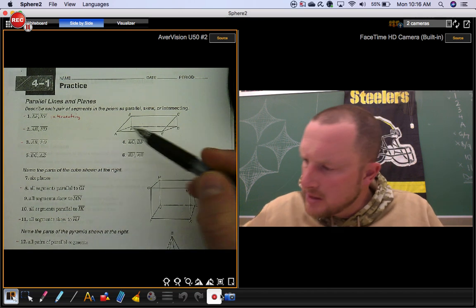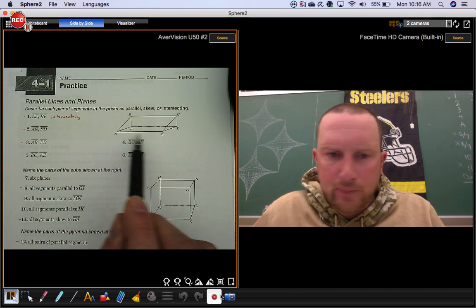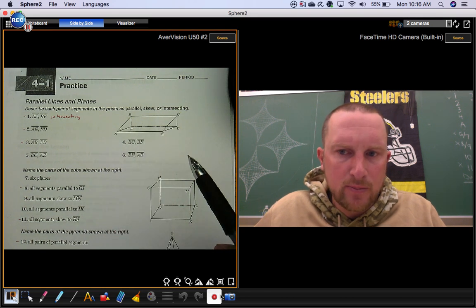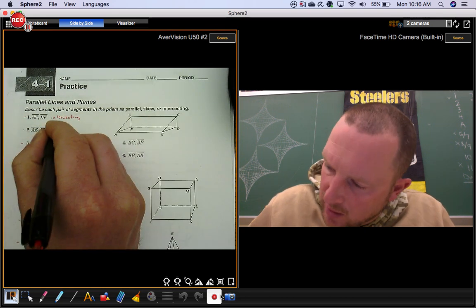Number 2, segment AE and segment FD. They're both on the floor and they don't touch each other. That's parallel.